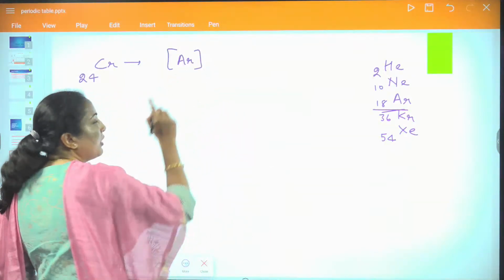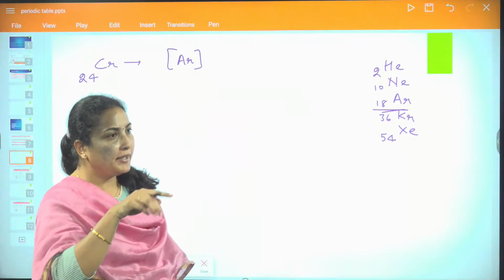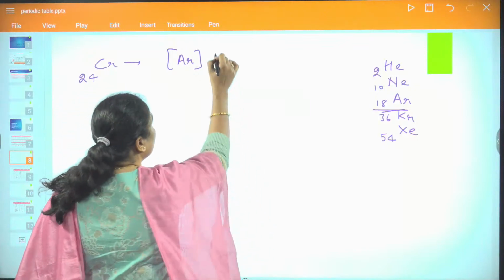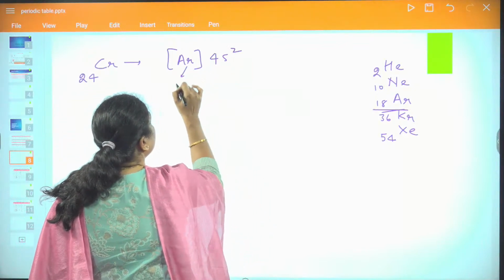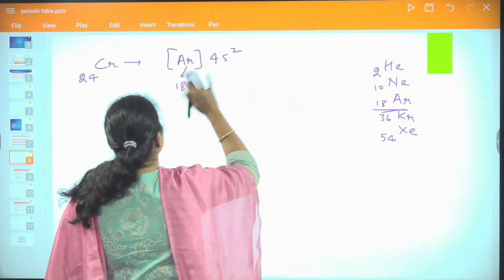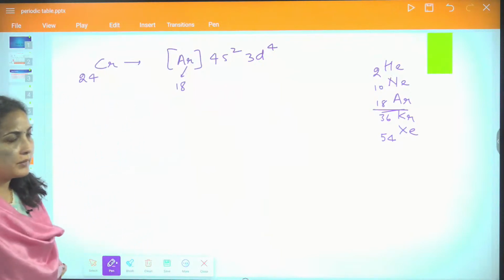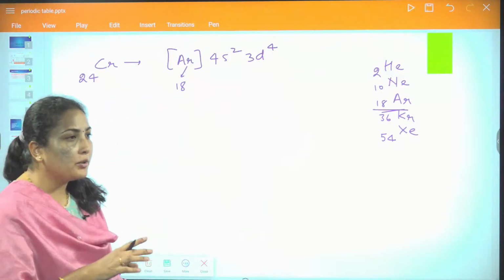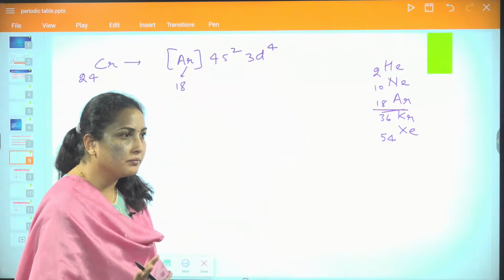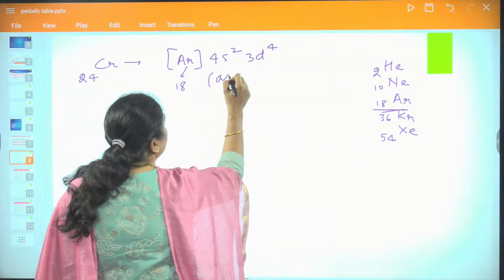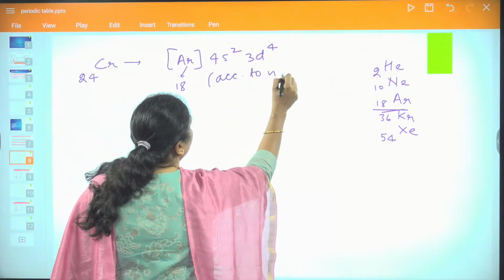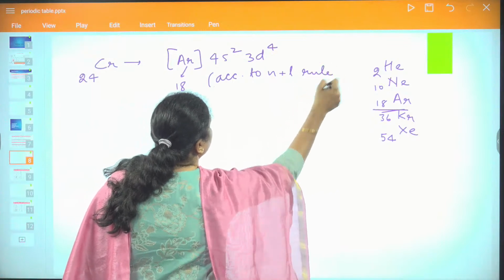Then argon marks the ending of which period? It marks the ending of the third period. So you are supposed to do the filling in 4s. This is 18, 19, 20. 20 done. Then you are going to write down 3d4, right? This is what you should have written according to the N plus L rule, right? So I'm writing this as according to the N plus L rule.